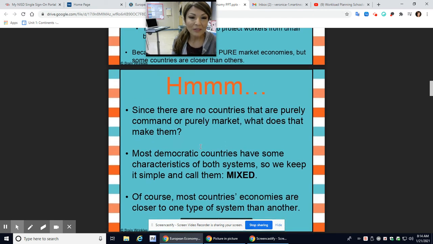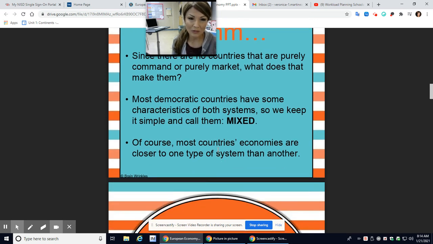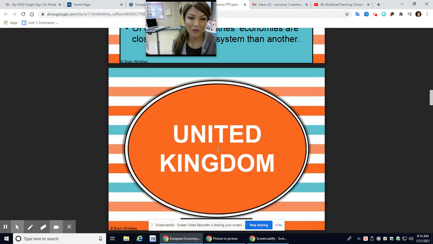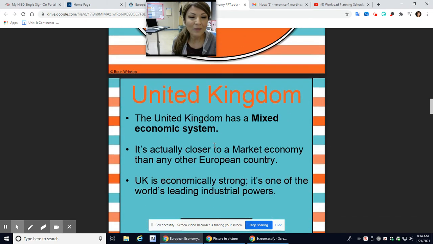Okay, so since there are no countries that are purely command or purely market, we call this a mixed economy. So most countries are market mix. You can say market mix. The United Kingdom is a mixed economic system. It actually is closer to a market economy than any European country. And we know that the United Kingdom is economically strong.